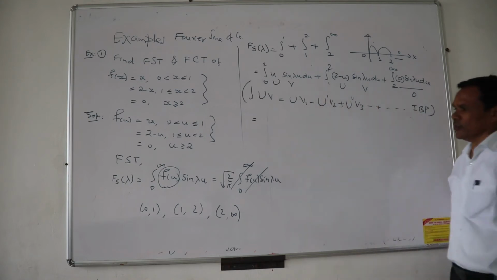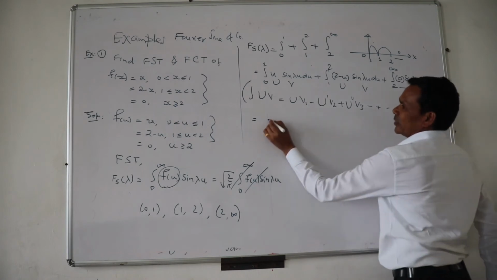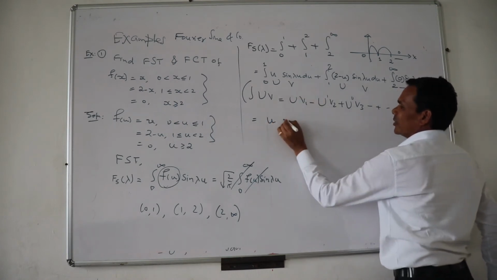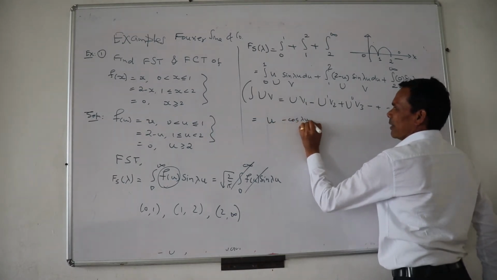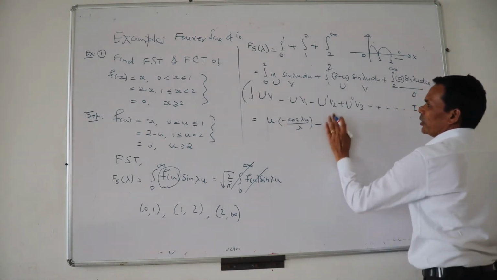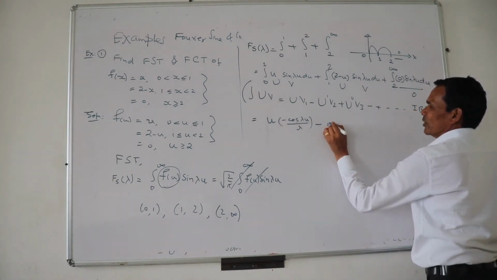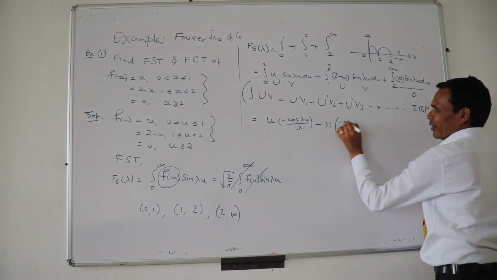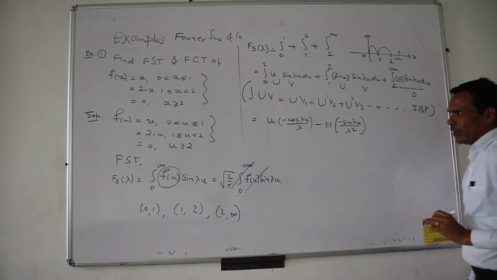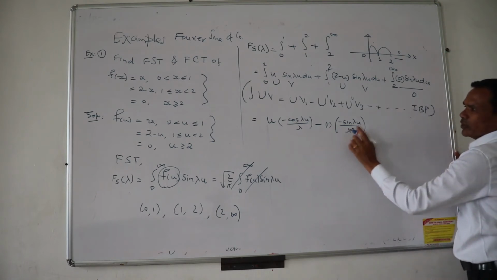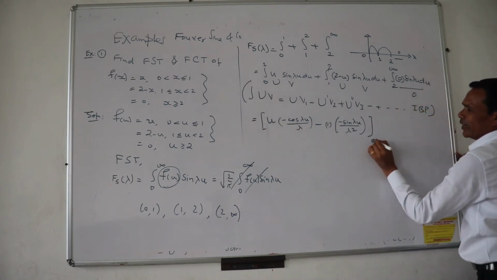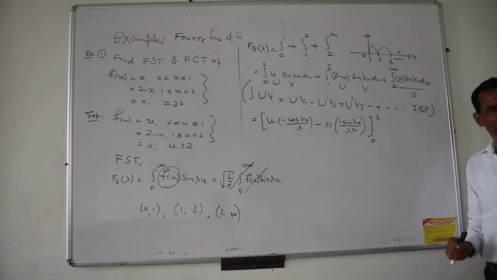Now I integrate this. This is u, the first function, constant, and V1 is the integration, minus cos lambda u upon lambda. It is this minus the derivative of the first function, u dash, which is 1. Integrating again, this is sine of lambda u divided by lambda square. And the next would be 0 because the derivative of 1 is 0. I close the bracket here, with limits 0 to 1.